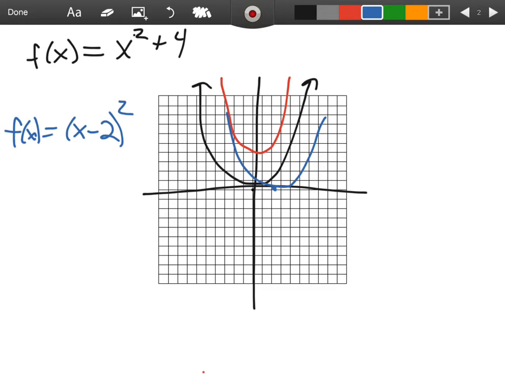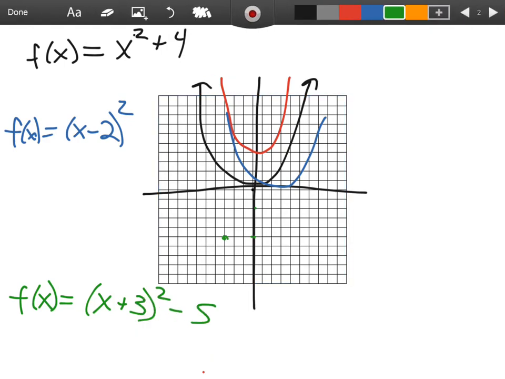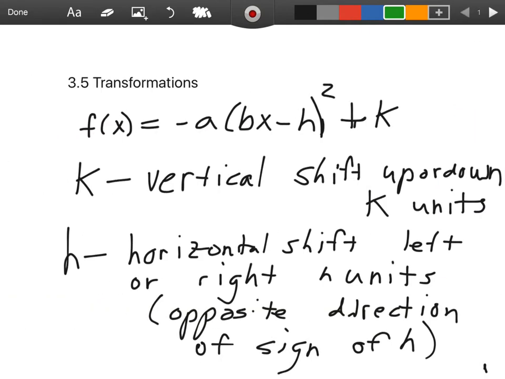Now if I have two movements, say I have f of x is x plus 3 squared minus 5. So it means we go down 5. 1, 2, 3, 4, 5. To the left 3. So our vertex is there. So it looks kind of like that. Okay, so there's vertical and horizontal shifts. Now when we go back to the original page, you see we have this A and B here. We'll talk about that later.